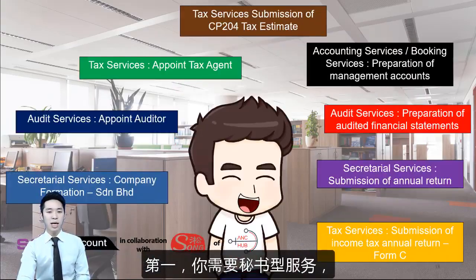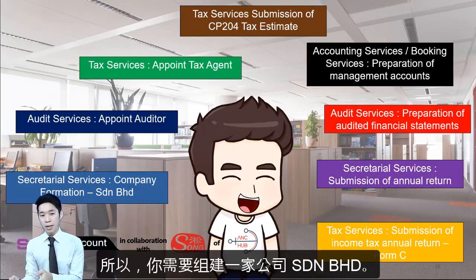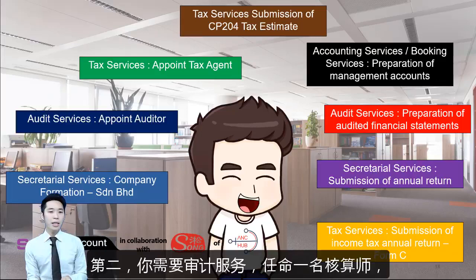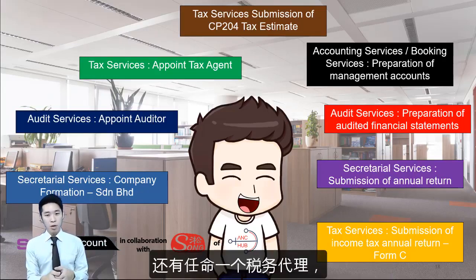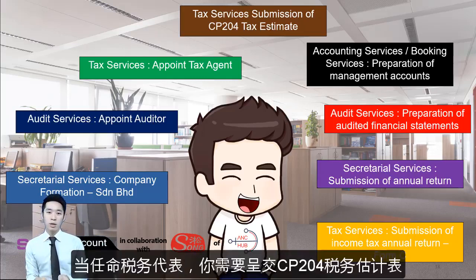Now the first process you need is a secretary services. So you need to form a company, Sdn Bhd. Then you need audit services. You have to appoint an auditor and you have to appoint a tax agent. When you appoint a tax agent, after that, you remember you have to submit your CP204 tax estimate.